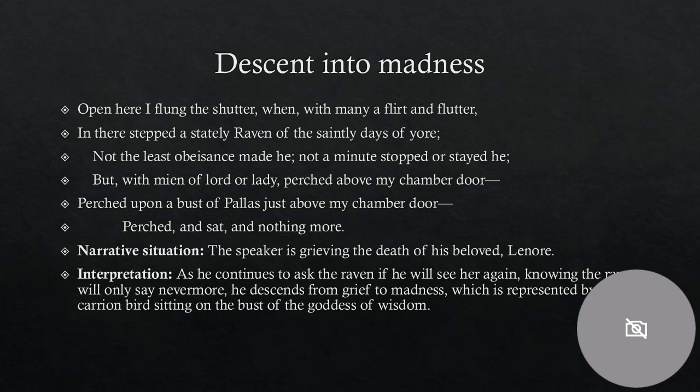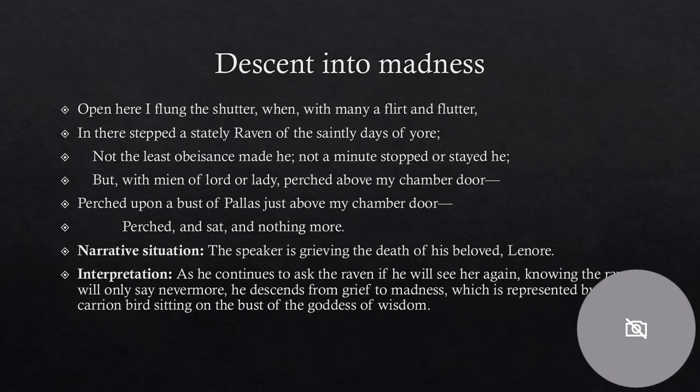All right, let's take a look at the Raven. So what I'm going to do with the Raven is just look at not the first stanza, but the first stanza where the raven appears, and then the final stanza.